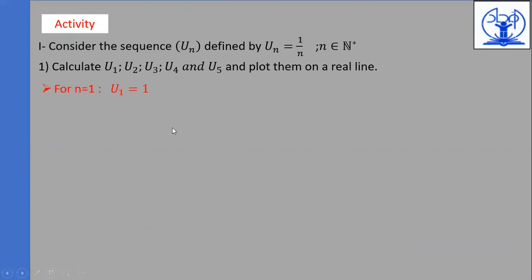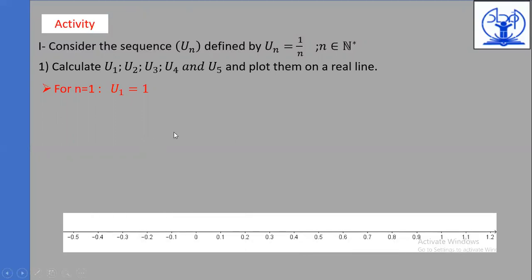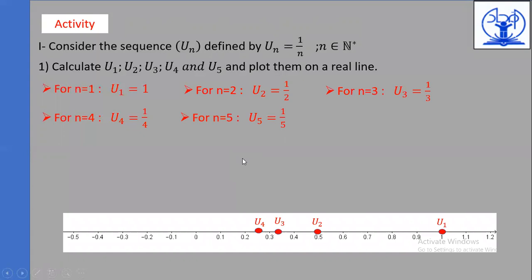For n equals 1, you simply replace and you will get U1, 1. So if you want to place the value of this sequence on a real line, it's nothing but 1. So here is U1. Similarly, U2 is half, so it's there. Similarly, U3 is 1 over 3, and its position on the real line is here. So as you notice, U1, U2, U3. Now U4 is 1 over 4. U5 is 1 over 5. So these are the first 5 terms of the sequence.